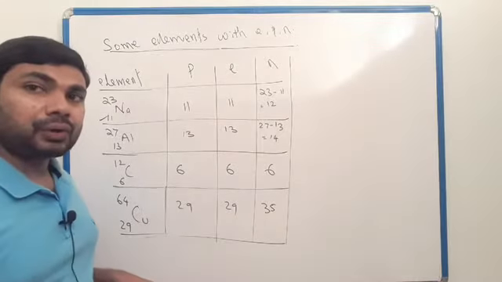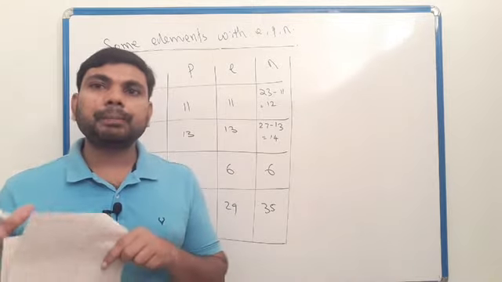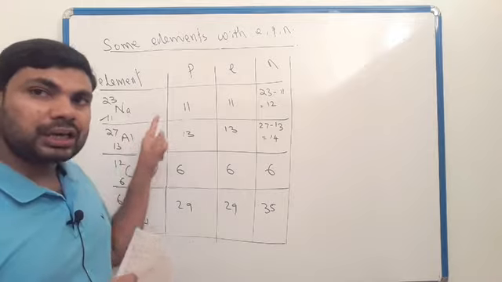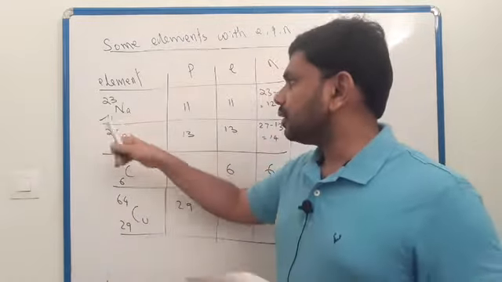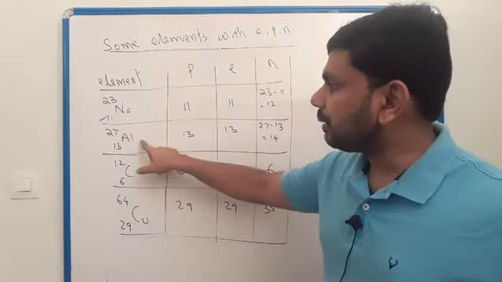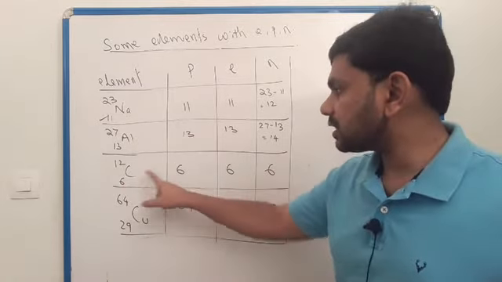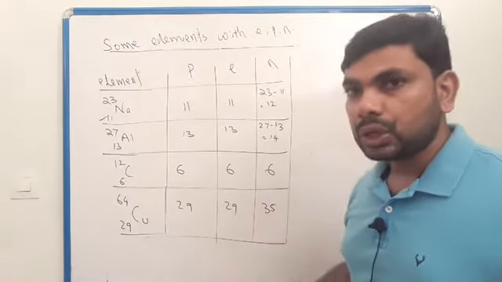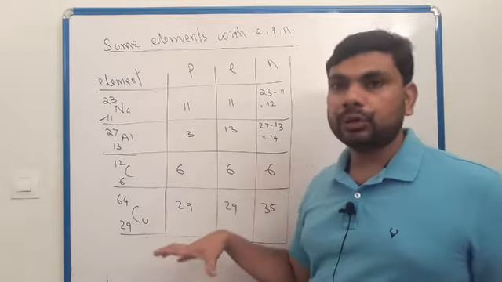So I told you before, atomic number 11 means the atomic number will be equal to the number of electrons and protons. Atomic number 11 means 11 electrons, 11 protons. See here, sodium, atomic number 11, so 11 electrons, 11 protons. Clear? Similarly, aluminum, atomic number 13: 13 protons, 13 electrons. Similarly here, 6 electrons, 6 protons, 29 electrons, 29 protons. So we can find the number of electrons and protons very easily using the periodic table.